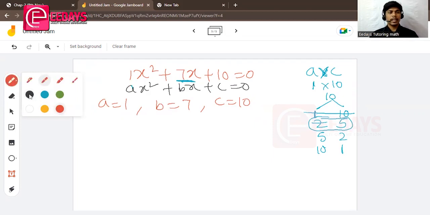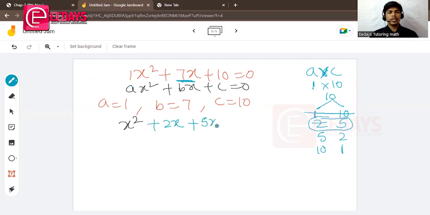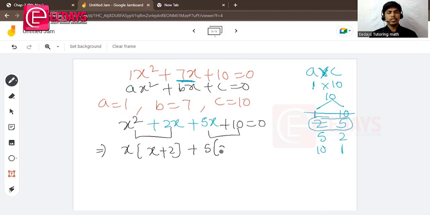So we can write it like this: x square, and for the middle term, I just changed the color, we write 2x plus 5x, plus 10. You write the remaining terms as usual, but only the middle term 7x I rewrote as 2x plus 5x. Let's take common from these two and these two. Here, if you take x common, you are left with x plus 2. And here, if you take 5 common, you are also left with x plus 2. I already explained yesterday how to split the terms, right? Now take x plus 2 common from both, and x plus 5 is left.